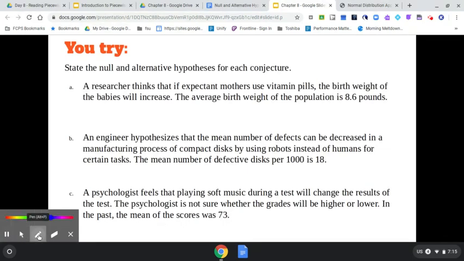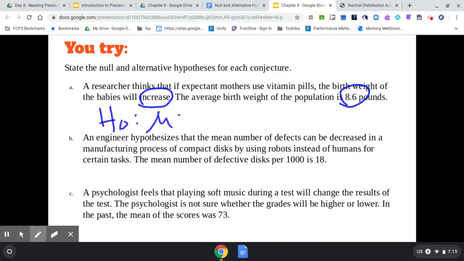Okay, hopefully you had time to pause your video. The first example says, a researcher thinks that if expectant mothers use vitamin pills, the birth weights of babies will increase. The average birth weight of the population is 8.6 pounds. The null hypothesis is mu equals 8.6. And the alternative hypothesis is mu is greater than 8.6 because of that increase.